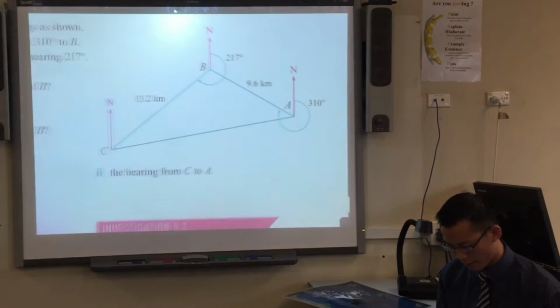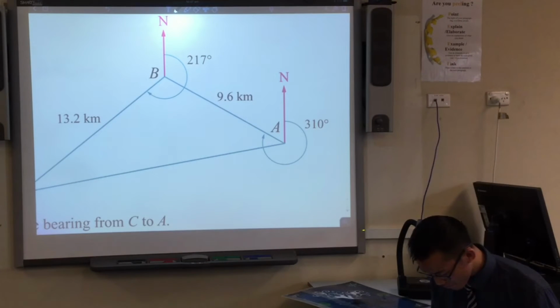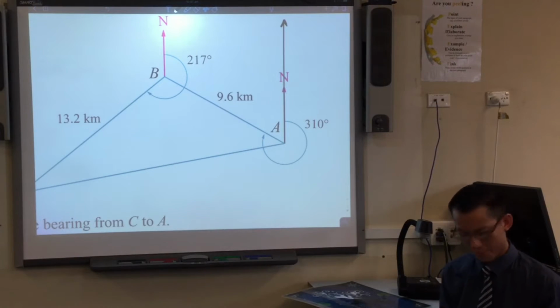All right, here's your diagram. How far is B north of A? So I'm going up, aren't I? I'm going up. I'm going to extend this a little bit. So that north goes all the way. Now we know how to do it. Do you see it? Okay.